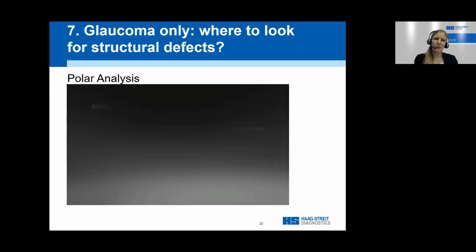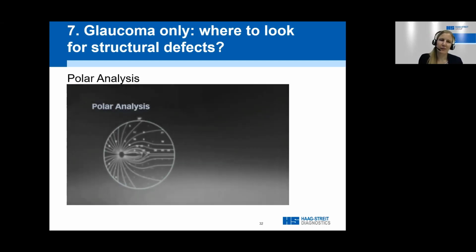Then when it comes to structure and function analysis, we have a second very helpful tool, that's the polar analysis. Let me show you how that works. It allows you very easily to link to structural results. So you start with the comparisons or total deviation. Then you project these defects along the retinal nerve fiber layers onto the optic disc, because of course we know the anatomical relationship, right?